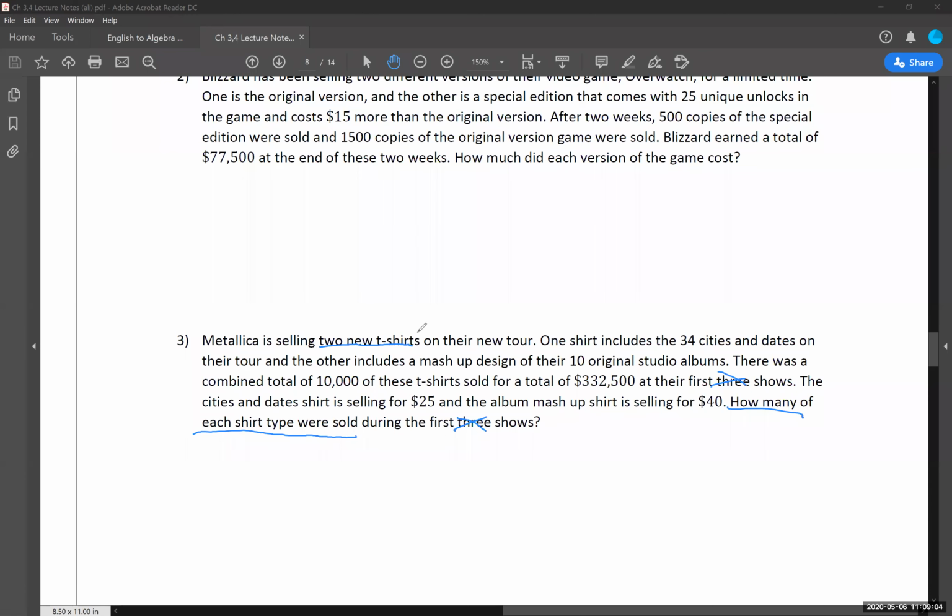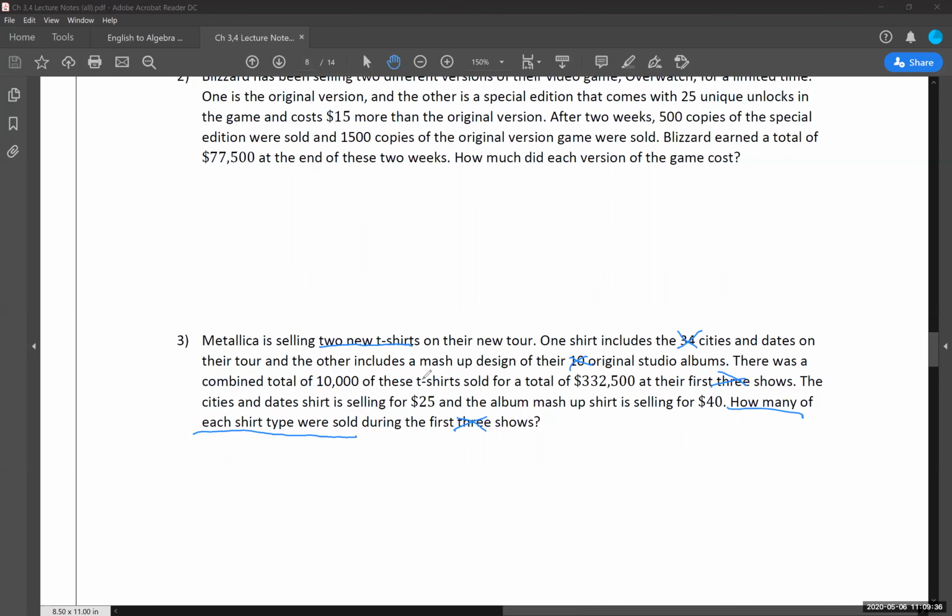One shirt includes the 34 cities and dates. Does the number 34 have anything to do with solving for what type of shirts we have? No, it's just telling us information about the shirt itself, which we don't really care about, so we don't need that number. We're told the other includes a mashup design of their 10 original studio albums. Well, that's just telling us more about what the shirt looks like. So we don't care about the number 10.